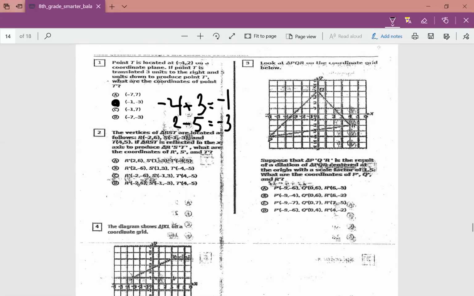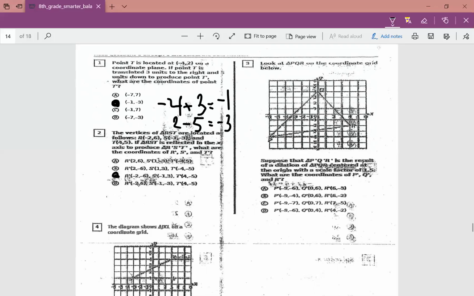Question 2. The vertices of triangle RST are located as follows. R is negative 2, 6, S is negative 1, negative 3, and T is 4, 5. If triangle RST is reflected in the x-axis to produce triangle R1, S1, T1, what are the coordinates of R1, S1, and T1? So reflecting a point in the x-axis multiplies its y-coordinate by -1 and does not change the x-coordinate. So R -2, 6 becomes R -2, -6. S -1, -3 becomes S -1, 3. And T 4, 5 becomes T 4, -5, which is C.